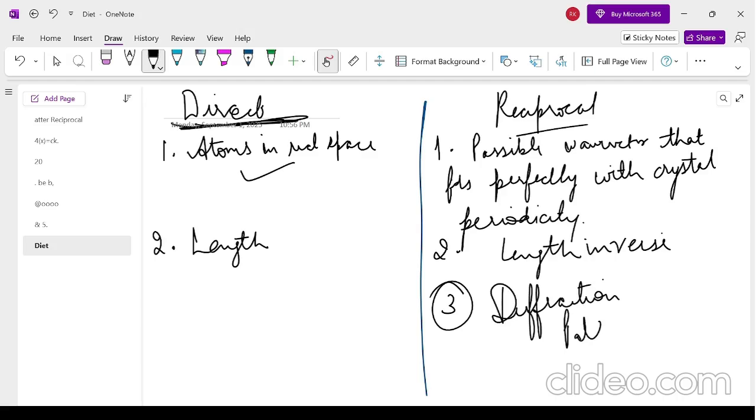So I hope now the concept of direct and reciprocal lattice must be clear to you all.